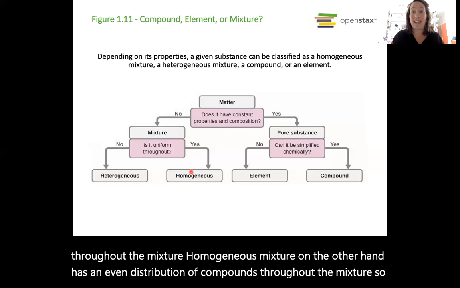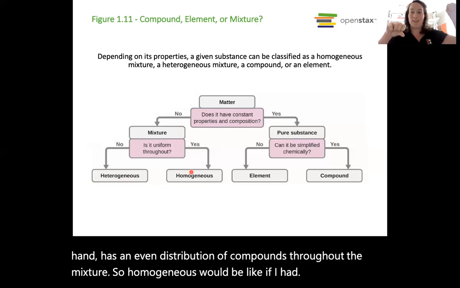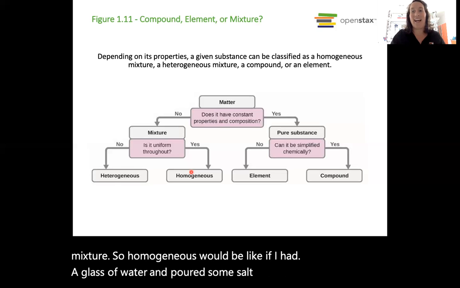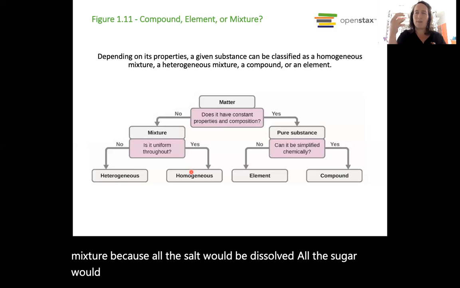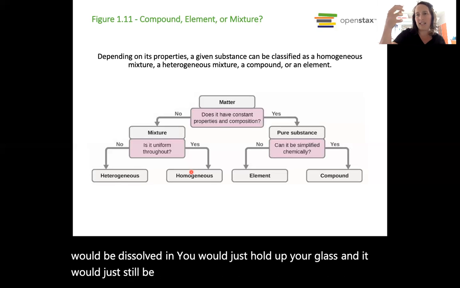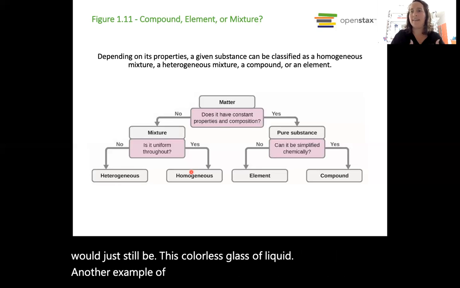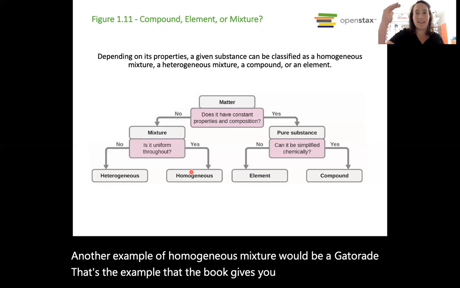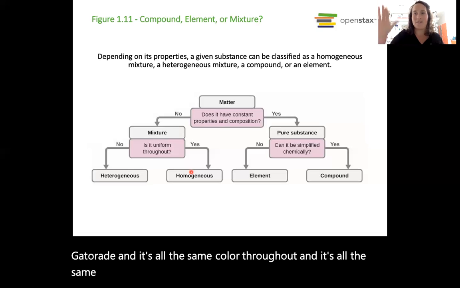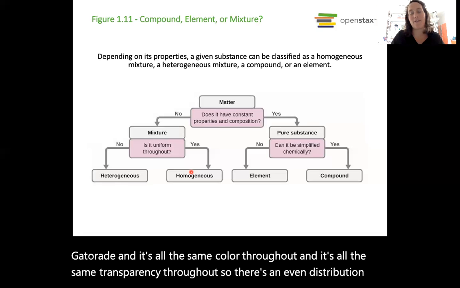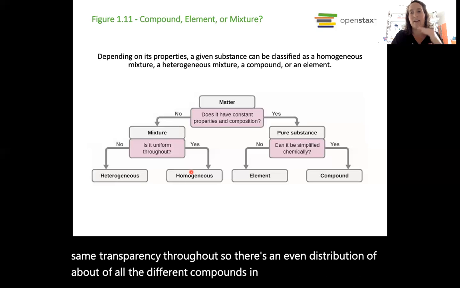So homogeneous would be like if I had a glass of water and poured some salt and poured some sugar into it, I would have a really gross drink, but it would be a homogeneous mixture because all the salt would be dissolved, all the sugar would be dissolved, and you would just hold up your glass and it would still be this colorless glass of liquid. Another example of a homogeneous mixture would be like a Gatorade. That's the example that the book gives you. So you grab a Gatorade and it's all the same color throughout and it's all the same transparency throughout. So there's an even distribution of all the different compounds in the Gatorade throughout the whole thing.